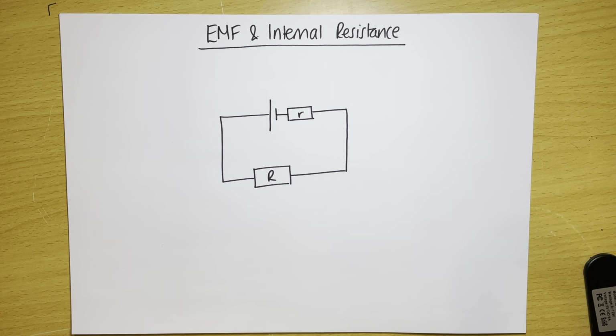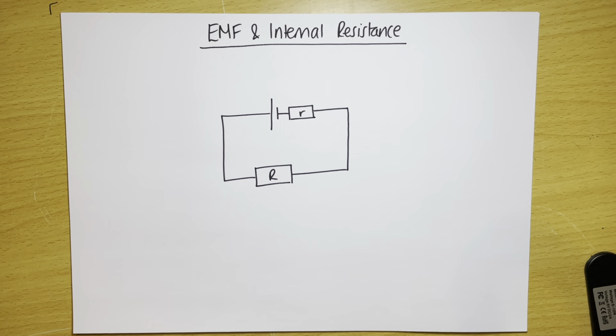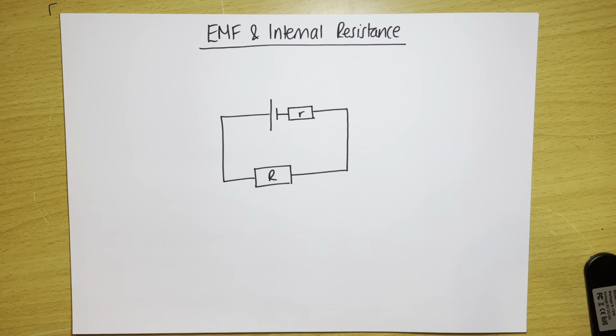Now, internal resistance is something that every single cell or power source has, because every single cell or power source is made of stuff. It's made of wires, it's made of metal, it's made of chemicals, and that stuff has got a resistance in it. So in a perfect world, when an electron travels through a cell, it would get given energy, let's say, 6 joules of energy per coulomb of electrons. And it could use all of that 6 joules of energy for things outside the battery, in the external circuit.